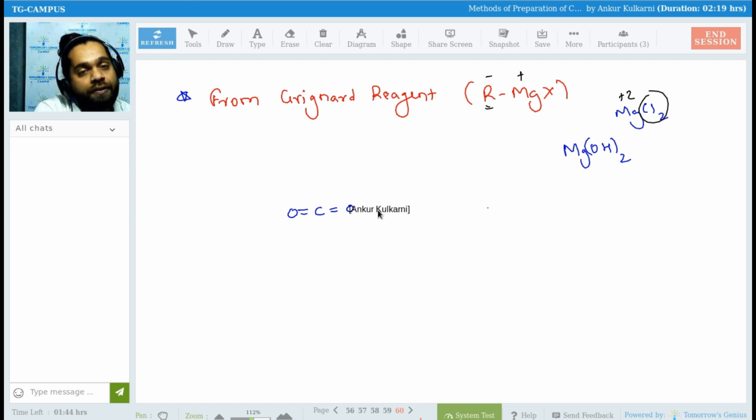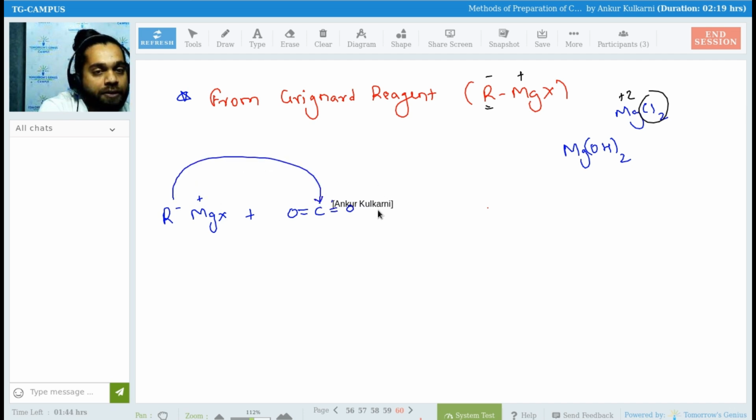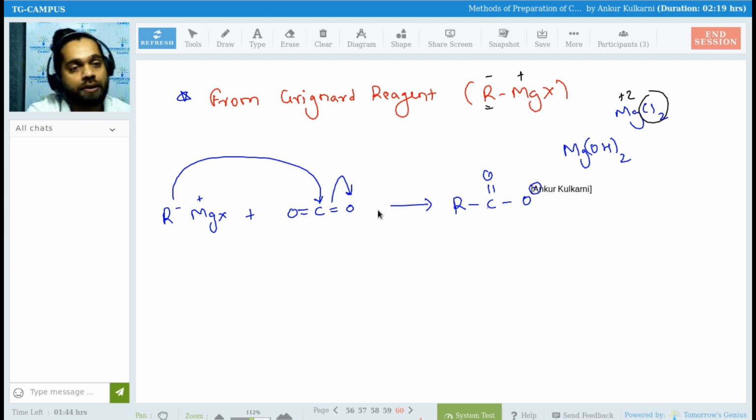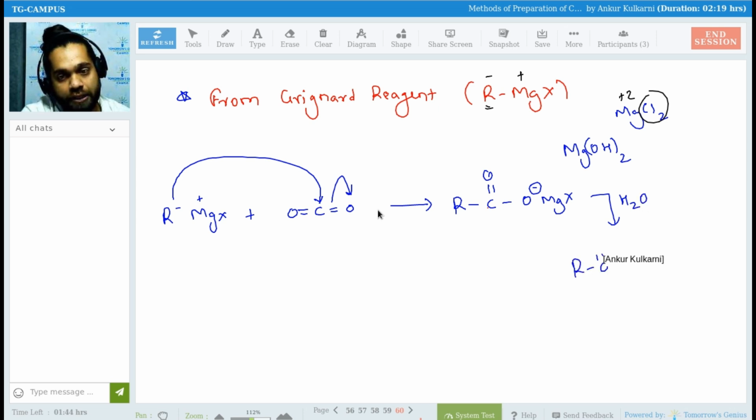So if I have carbon dioxide, that is your dry ice, and RMgX, what will happen? Where will this attack? You have R minus. It will attack at the carbon. This opens up. So what I'll get, Sasidaran? I'll get something like this: R C double bond O minus, and obviously MgX. If I hydrolyze it further, RCOOH plus MgOH.